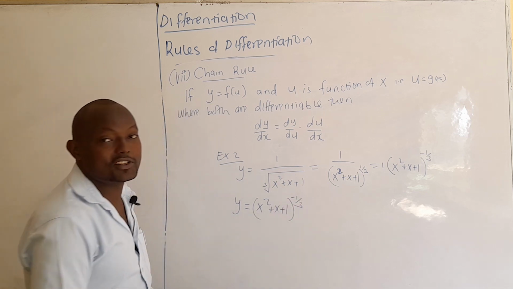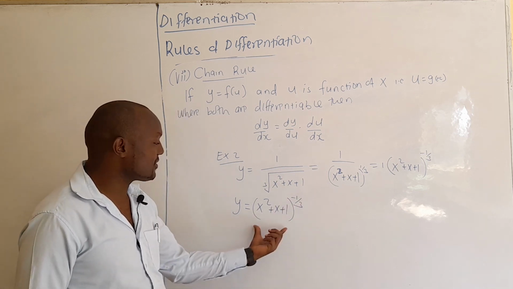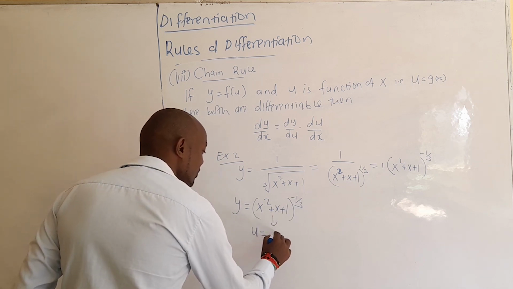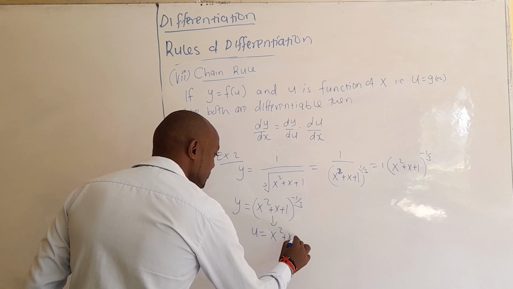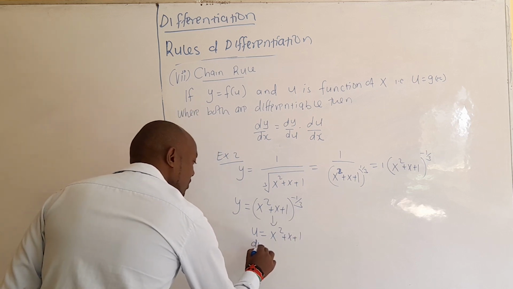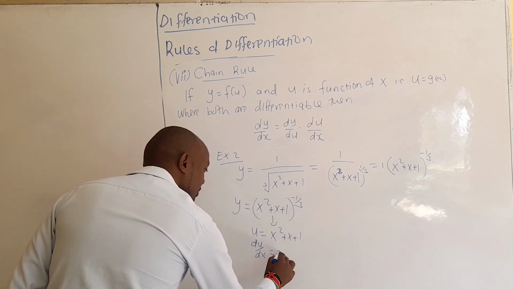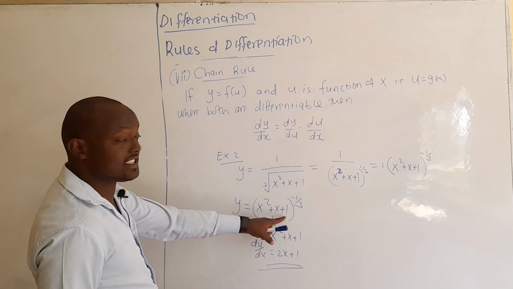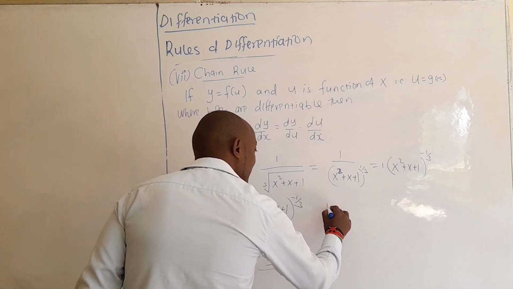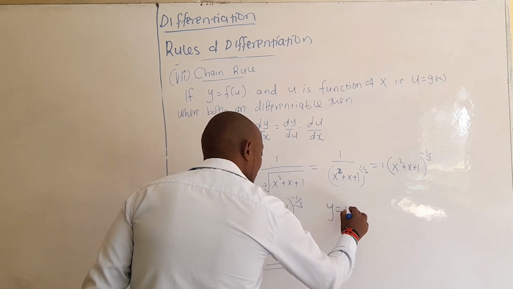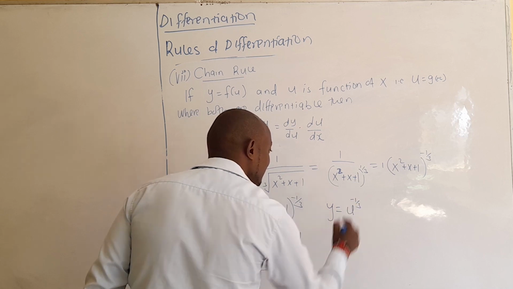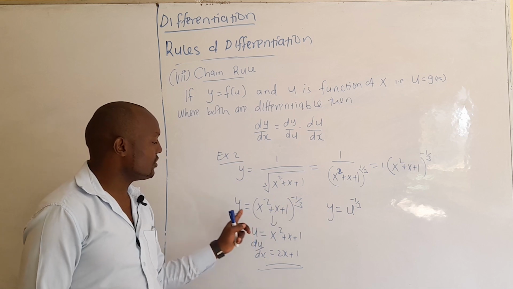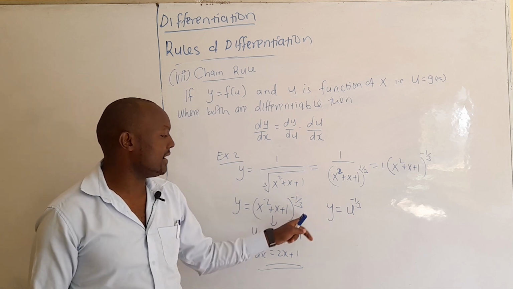So with this one, you can solve using chain rule, where you let this one be u. So u is x squared plus x plus 1, so du over dx will be 2x plus 1. Where we treated this one as u, now my y became u to power negative a third. Remember, we said we may assume this one to be u, so y will be u to power negative a third.